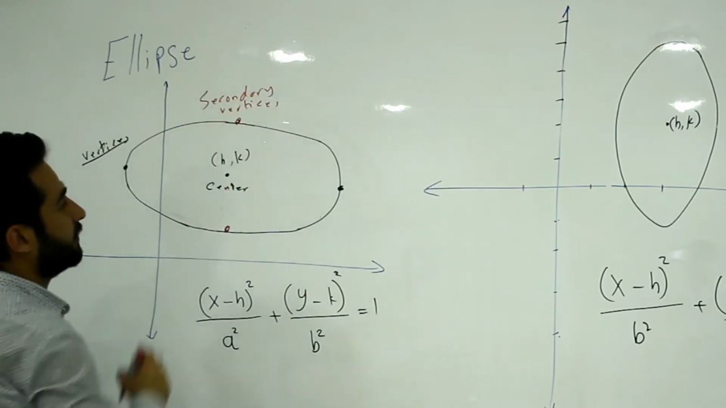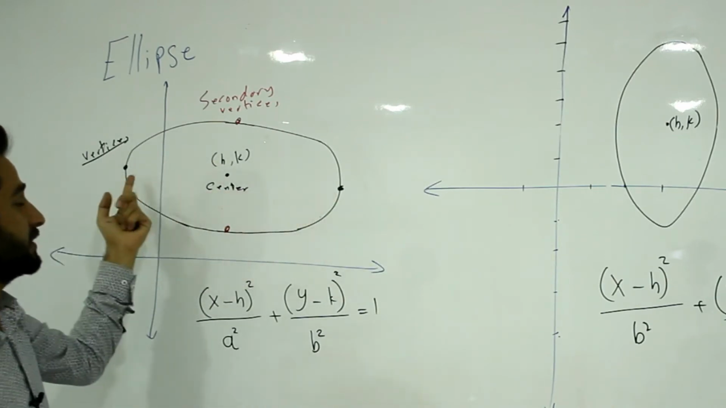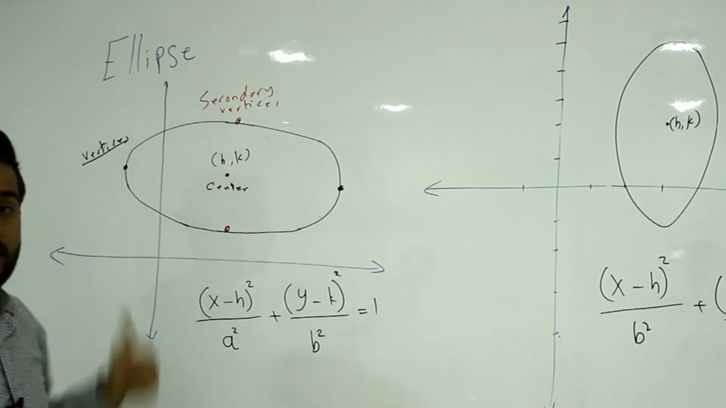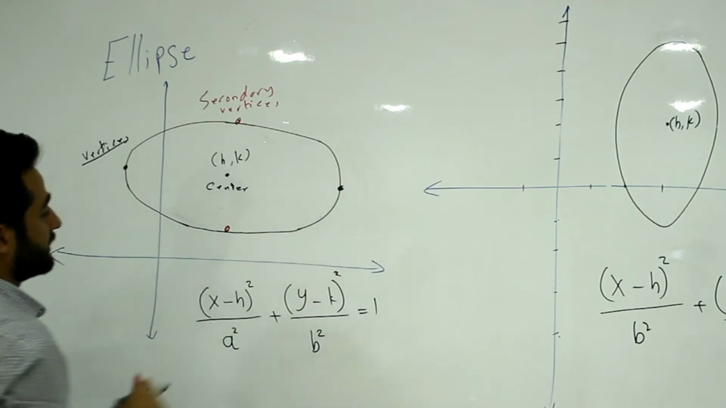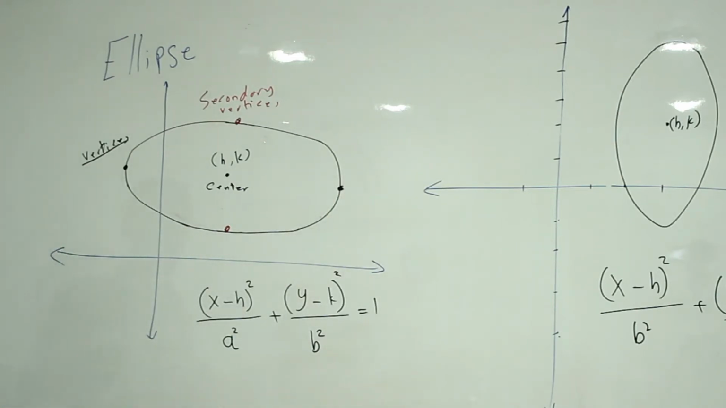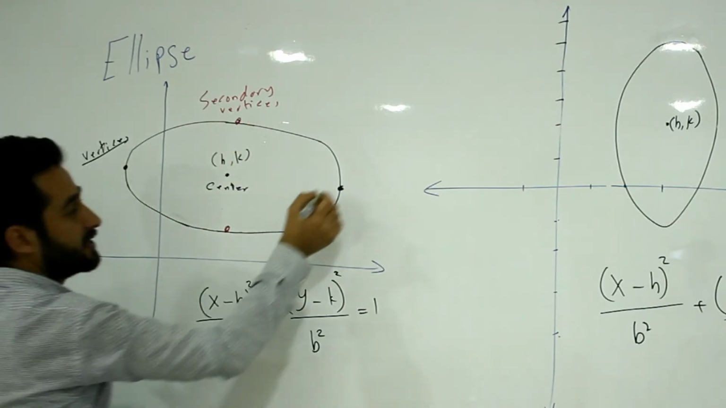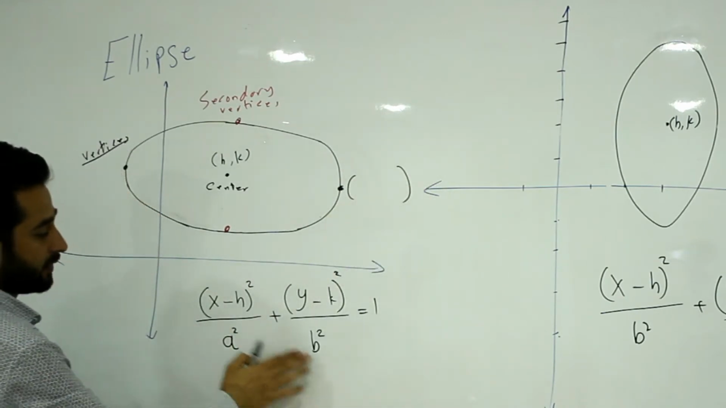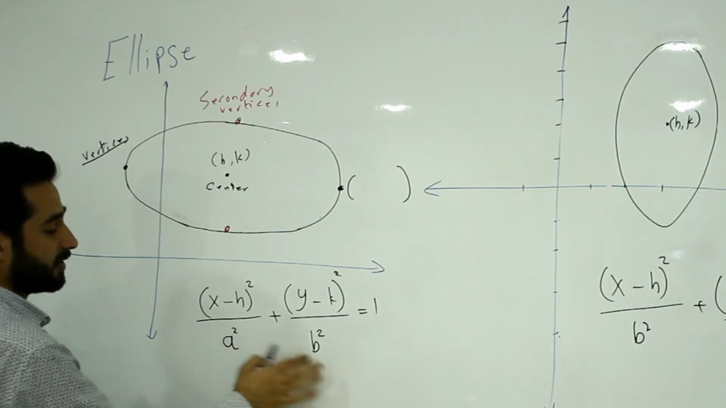Why do we call these secondary vertices? Because this is smaller than those, okay? The distance between those two is smaller than the distance between those vertices. Now, how can we find those points? How can we find those? That's not hard. We have a and b, okay? A and b. We will work with those two.